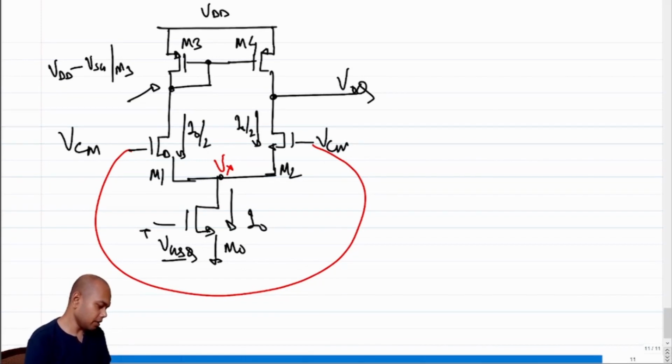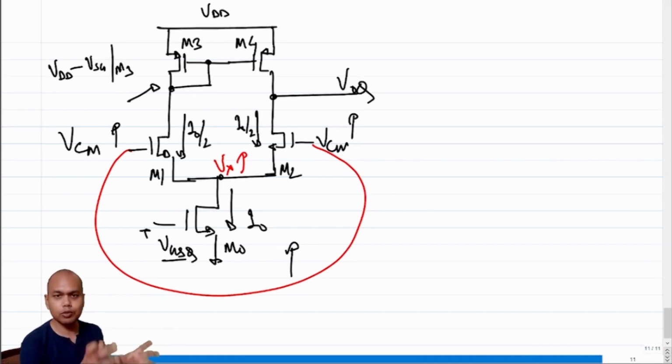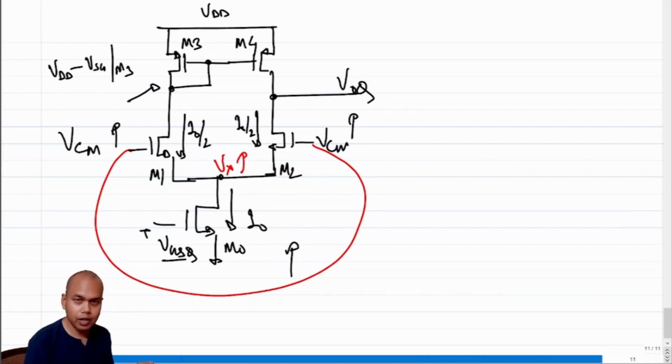So now let's assume that we are yanking this voltage up. We are yanking VCM up on both sides. So what do you think is going to happen to Vx? This Vx is going to increase, because VGS has to be the same. Do you see a problem with M0 going out of saturation? No, obviously not. But what is likely to be the problem?